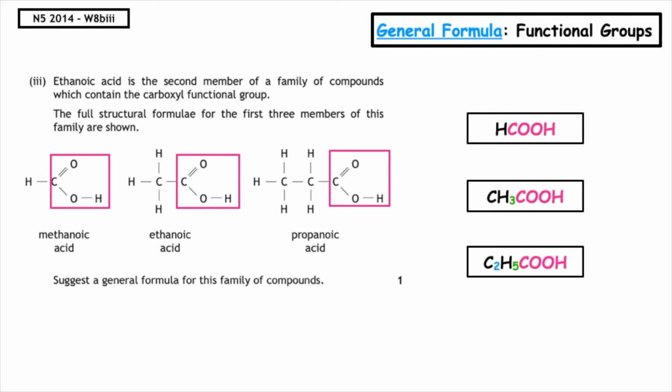Once we've done this, we stack the molecular formulae up and we do a trend with our CnH2n. If we use the second and third one, if we look at ethanoic acid, we've got 1 carbon atom. 1 times 2 is equal to 2. How do I get to 3? I would add 1. 2 carbons, 2 times 2 is 4. How do I get to 5? I would add 1. So the general formula for this is CnH2n plus 1 COOH. We always add our functional group at the end.